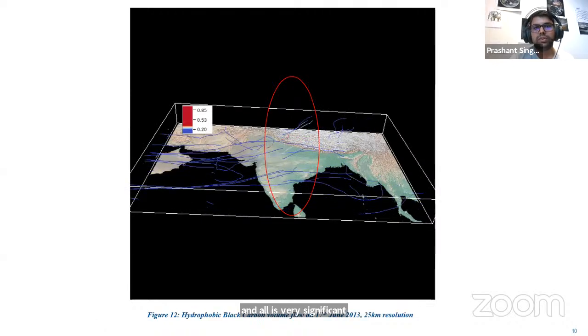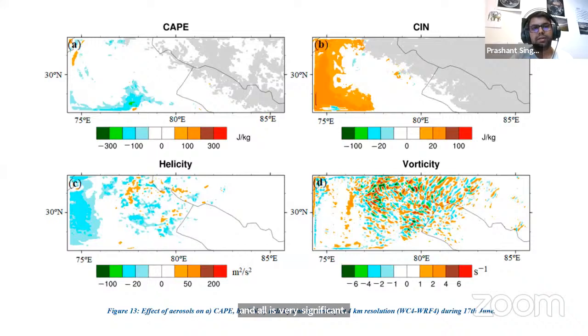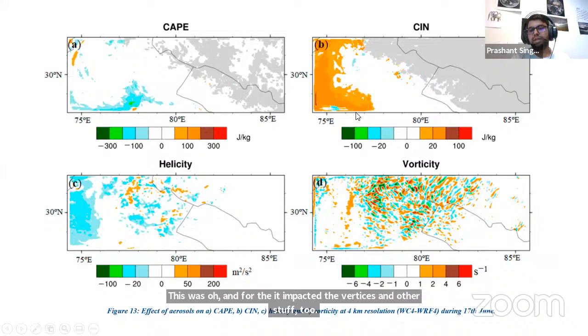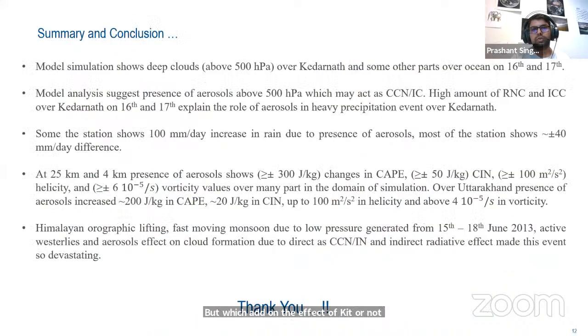Further, it impacted the vorticity and other variables too, which add to the effect on the Kedarnath flood. So this is all from my side: with the presence of aerosol, 40 to 100 millimeter changes were observed in the model, and CAPE and other values also changed significantly over those regions. So thank you.